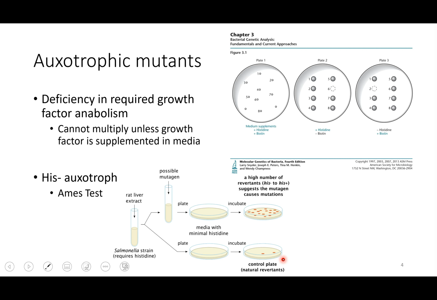So here is the Salmonella Ames test. So we use a Salmonella strain that cannot produce its own histidine. We add some liver extract because liver generally tends to activate carcinogens. We add a possible mutagen, and we plate it. We plate it on media with minimal histidine to try to induce mutations. If you don't get much mutation, then it's probably not a mutagen. If you get a lot of mutations occurring, then that's possibly a mutagen, and it needs to be screened further as far as being a potential carcinogen.